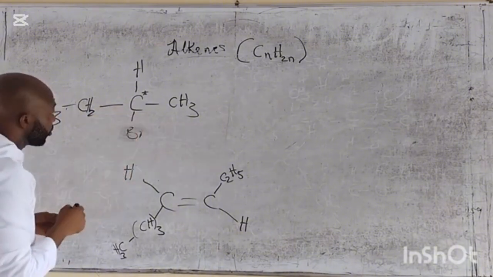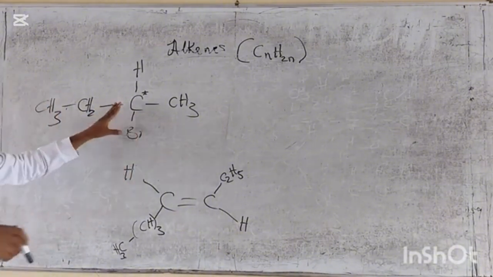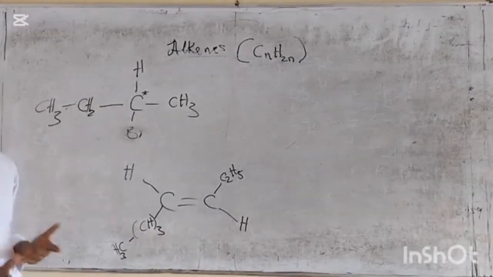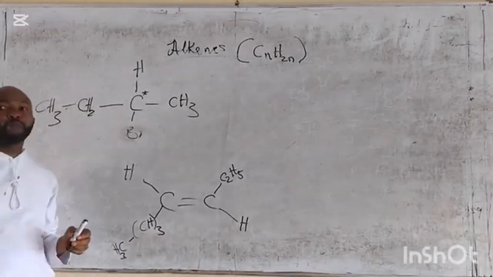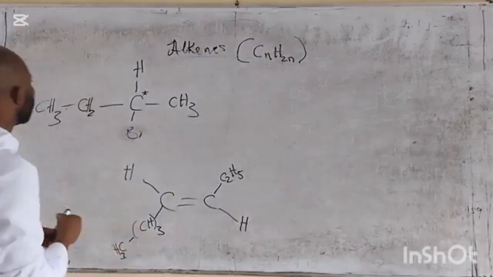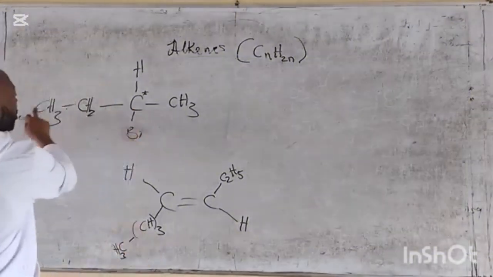As such, we say that compound is optically active, because it has the ability to rotate plane polarized light when it passes through it. So this is 2-bromobutane.